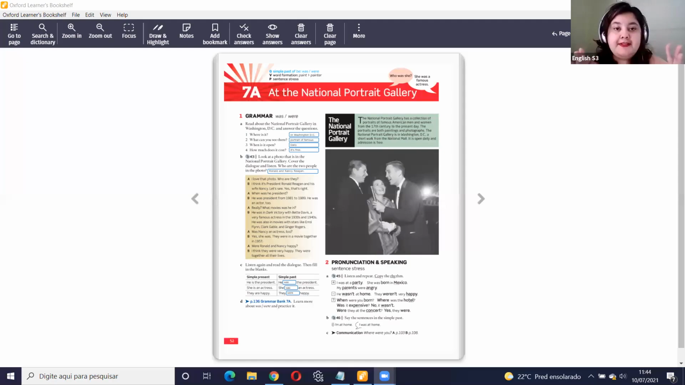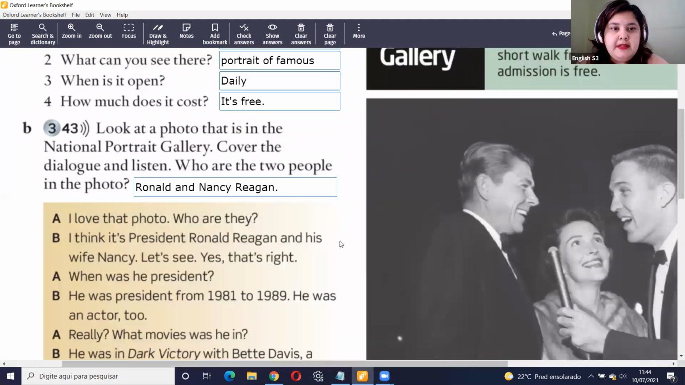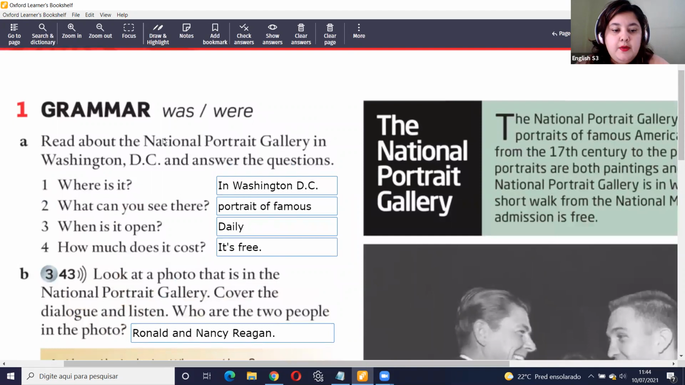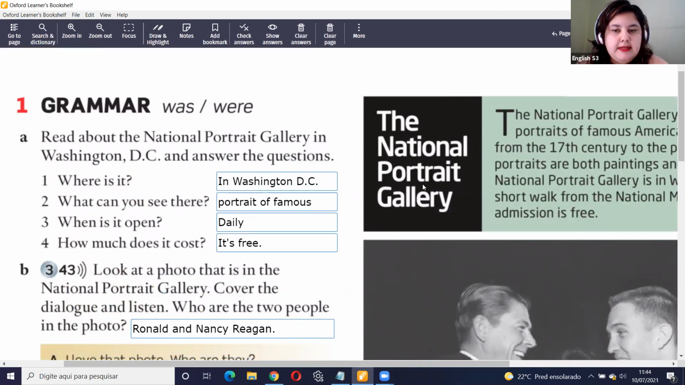So basically, we start at page 52. This is American English File 1, second edition, that I want to use. So Unit 7A, called At the National Portrait Gallery, focuses on the grammar part, verb to be in the past. Verb to be, was and were. Let's take a look here.